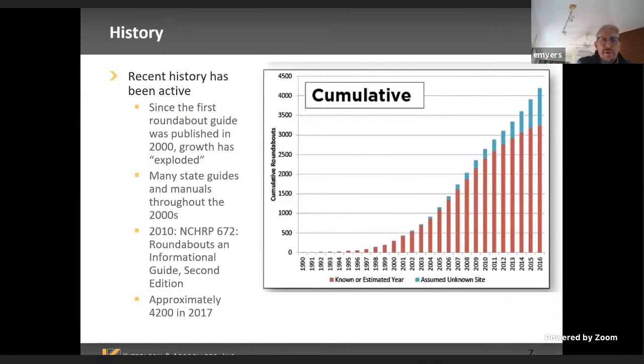So this shows you the number of roundabouts that are in place as of 2017. It shows it up around 4,500, and this curve is still going in the same direction. You can see it started in the 1990s very, very slowly, and then started to pick up in the 2000s. We're probably up around, I don't know, Zach, if you know the number, but I think it's around 6,500 or 7,000 roundabouts in the US.